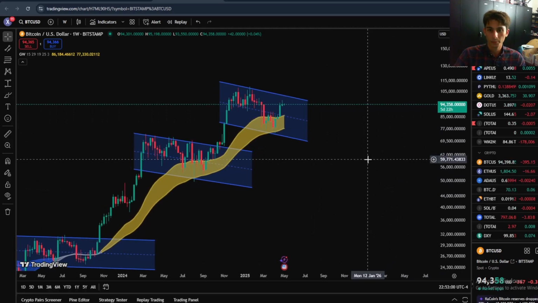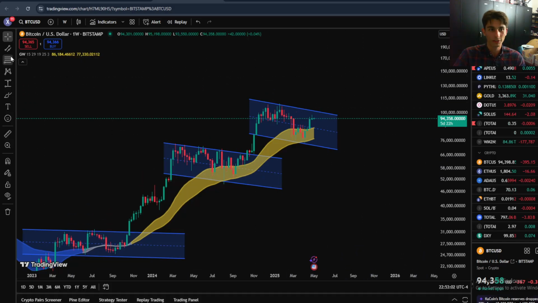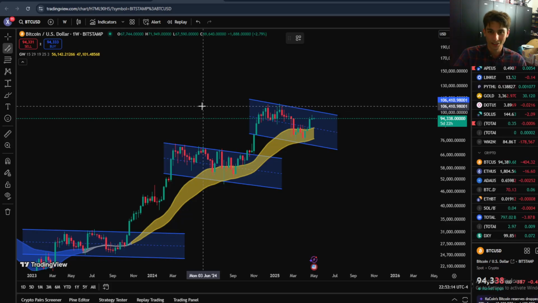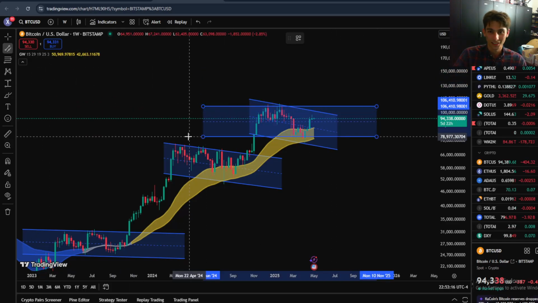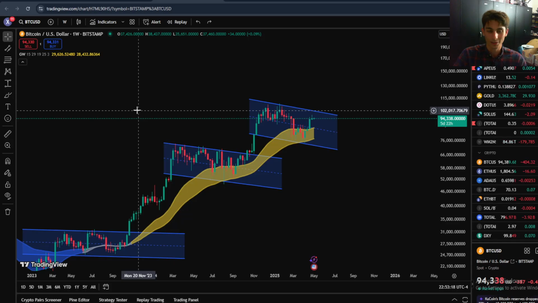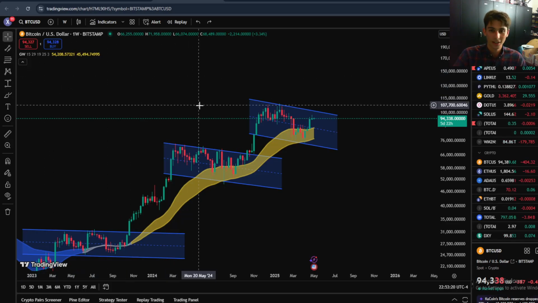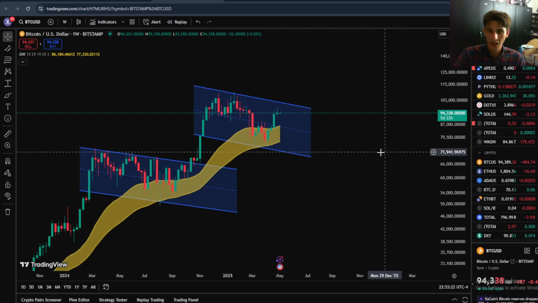I would say Bitcoin has been holding up relatively well compared to the rest of the markets, given all the uncertainty around tariffs and the Fed. The Fed meeting is coming up in the middle of May, and they're probably not going to change. Probably not going to decrease rates, probably going to keep them where they are.